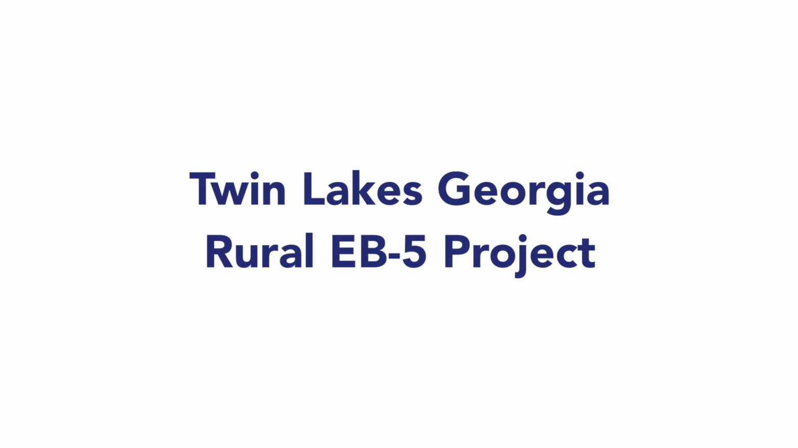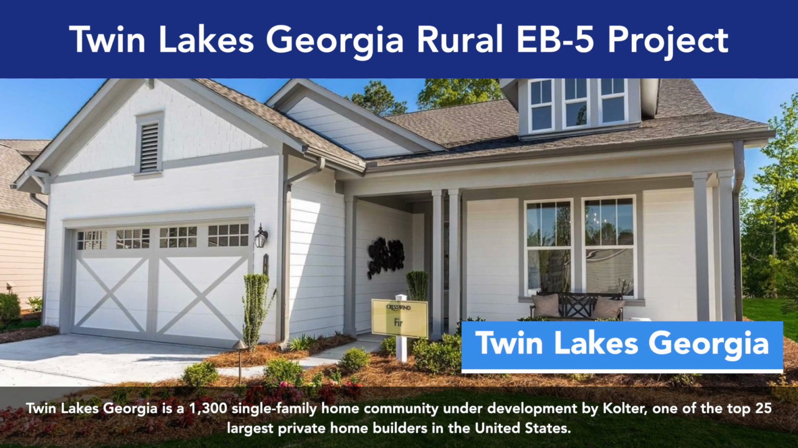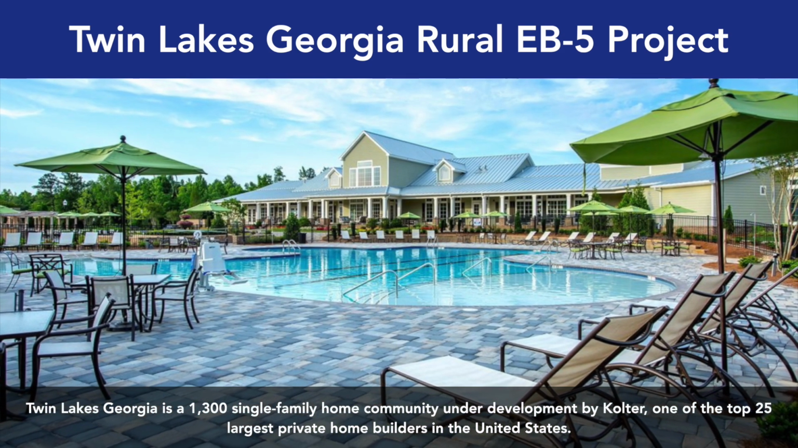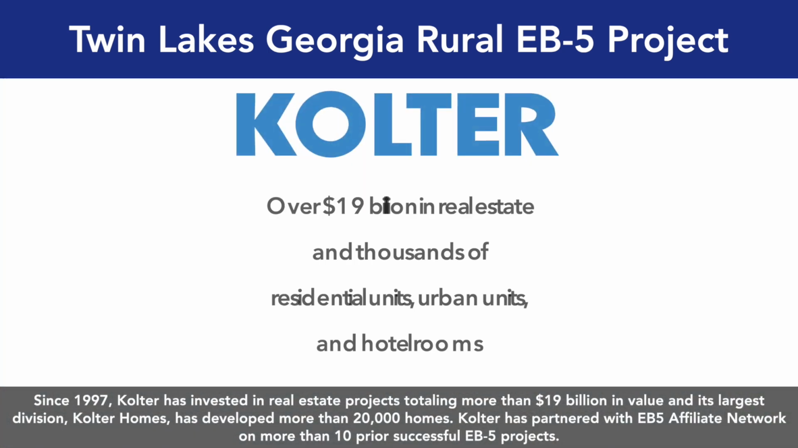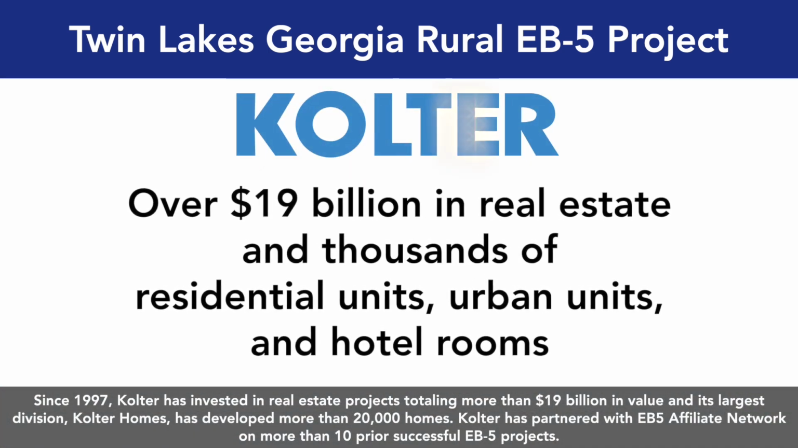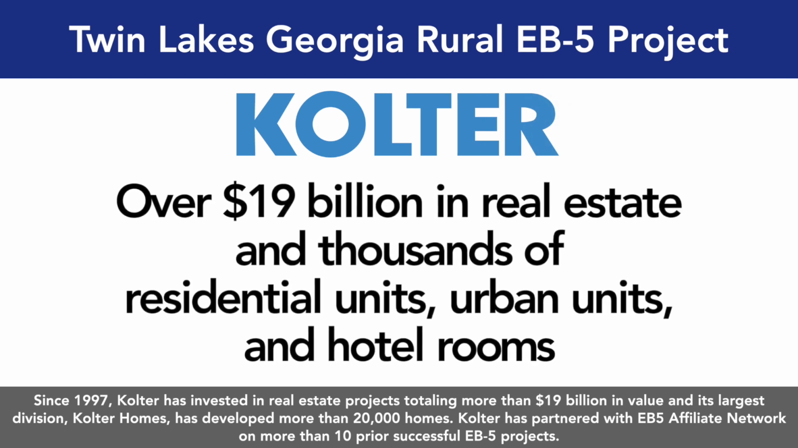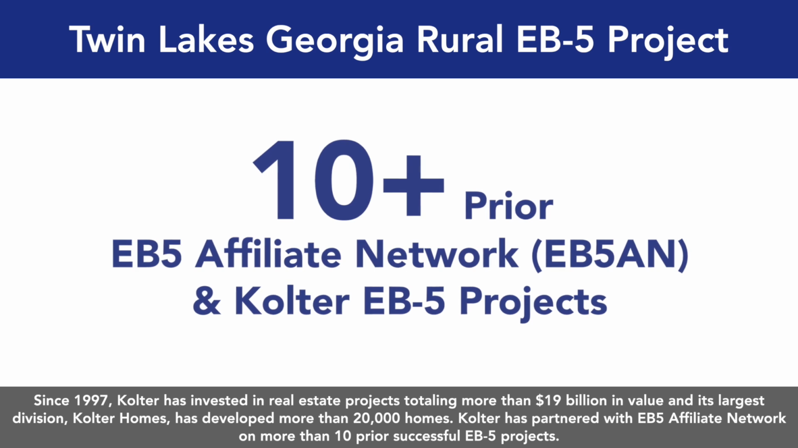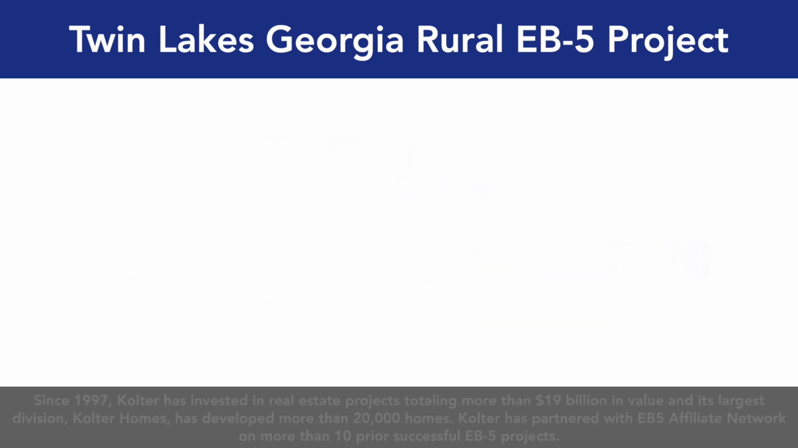Twin Lakes, Georgia Rural EB-5 Project. Twin Lakes, Georgia is a 1,300 single-family home community under development by Coulter, one of the top 25 largest private home builders in the United States. Since 1997, Coulter has invested in real estate projects totaling more than $19 billion in value, and its largest division, Coulter Homes, has developed more than 20,000 homes. Coulter has partnered with EB-5 Affiliate Network on more than 10 prior successful EB-5 projects.